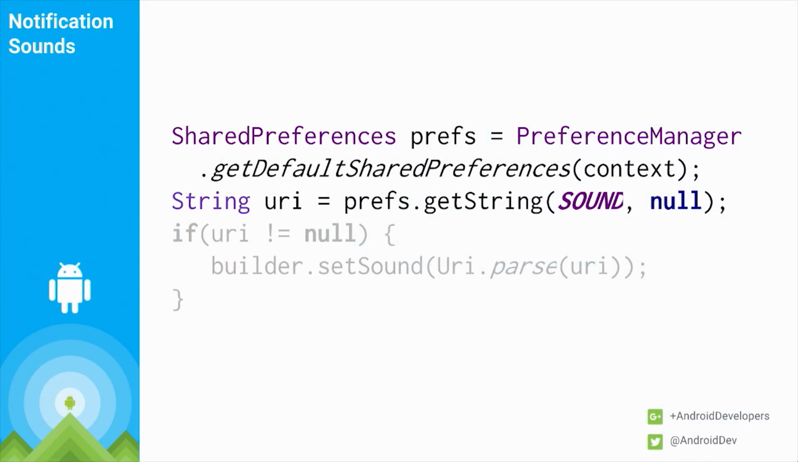They pick one. When it's time to make noise, you just ask the preference manager, hey, give me that string I asked for. And it comes out as a string URI, and you parse it and pass it in. Done. Like, you don't even have to know about songs. You don't have to know about MP3s or whatever.